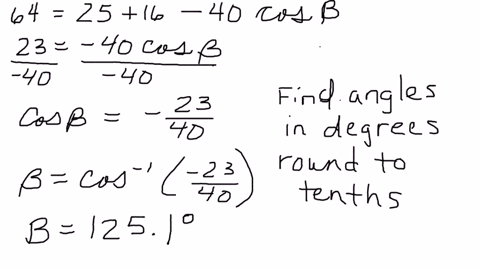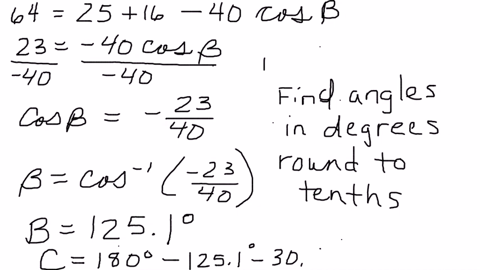For our third angle C, we can simply subtract from 180. We'll take 180 degrees, the sum of the angles of a triangle. Subtract angle B, 125.1. Subtract angle A, which was 30.8 degrees, and we will get, for C, 24.1 degrees. We have solved the triangle.